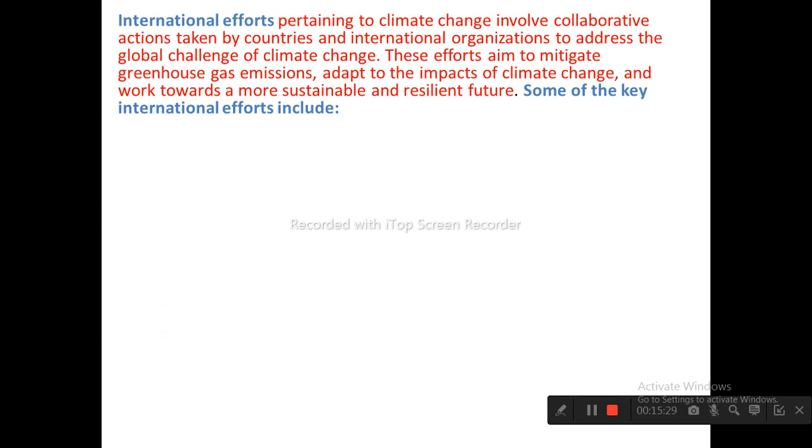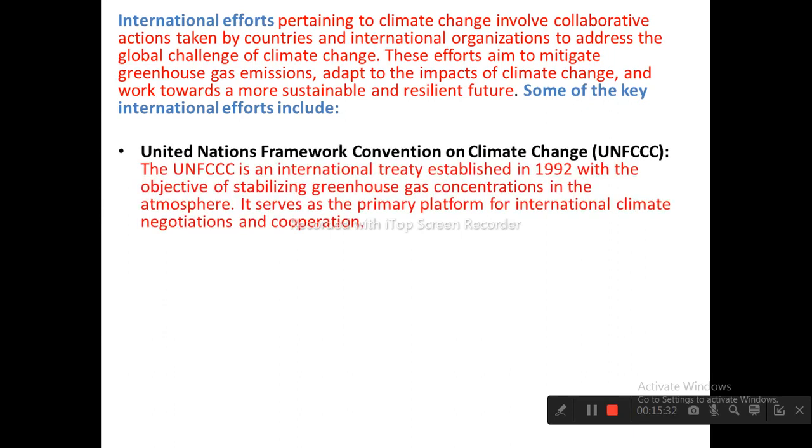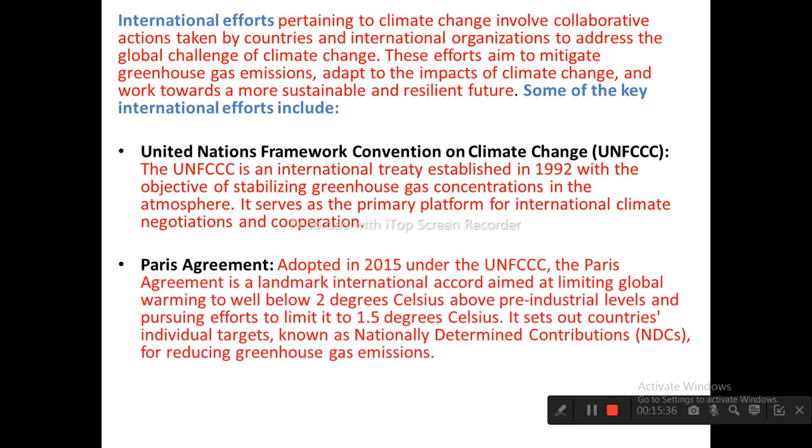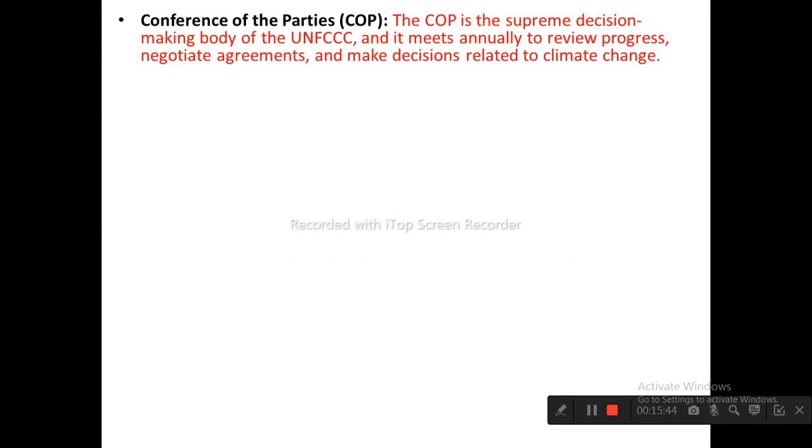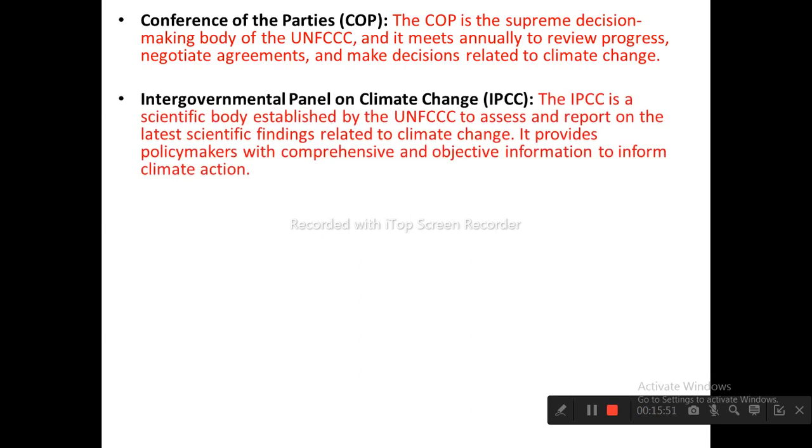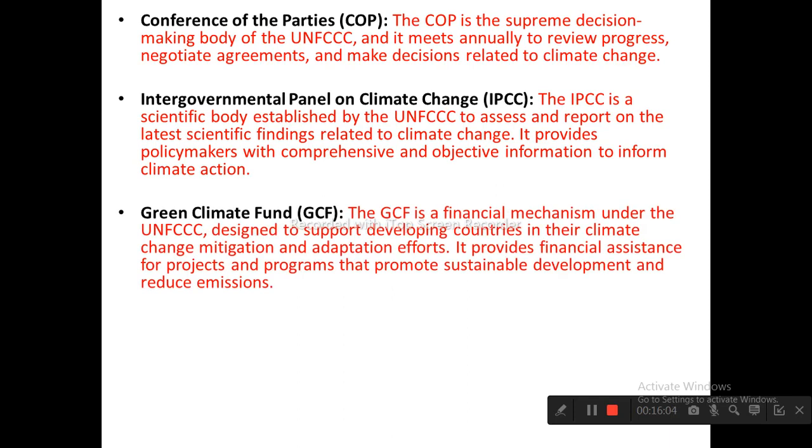Some of the key international efforts include the United Nations Framework Convention on Climate Change. Next one is the Paris Agreement, which was adopted in 2015 under UNFCCC. Next one is the Conference of the Parties, COP, which is the supreme decision making body of UNFCCC. Next one is IPCC, Intergovernmental Panel on Climate Change, which was established by the UNFCCC to assess and report on the latest scientific findings related to climate change.